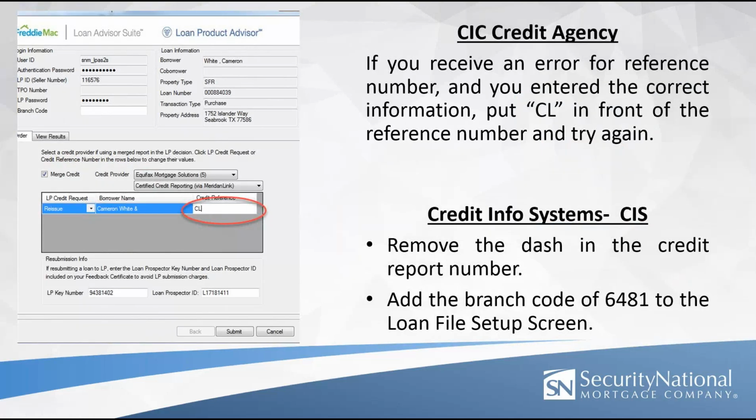If you're using CIC and you get an error, put CL in front of the credit reference number and try it again, and that should give you the clearance to go forward. If you're using CIS, remove the dash in the credit report number, and it adds the additional branch code of 6481 to the loan file setup.